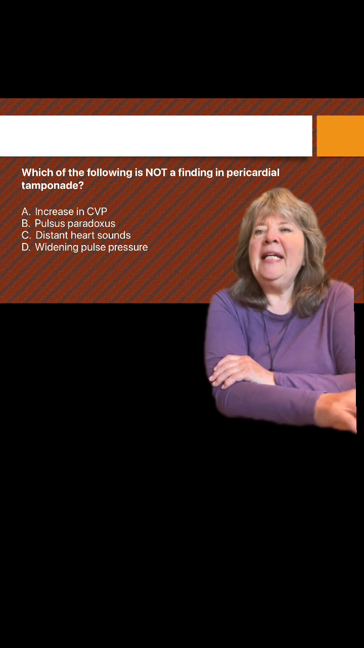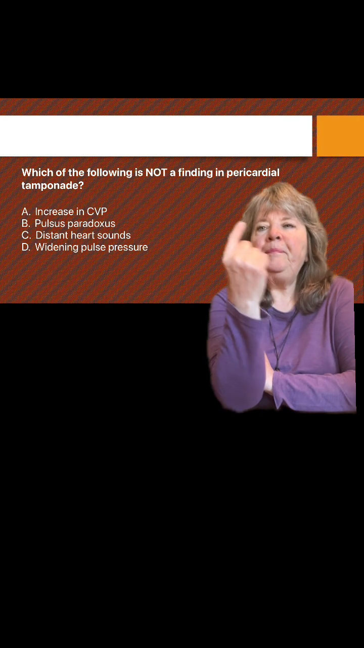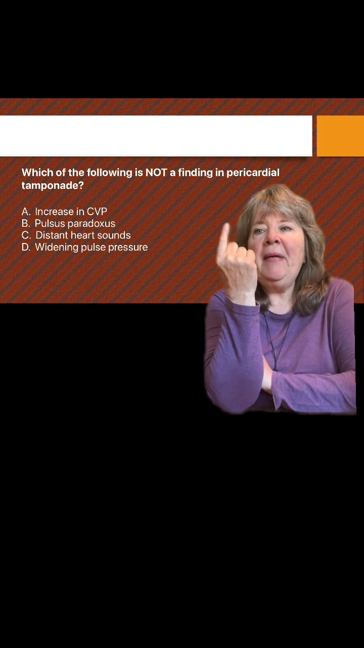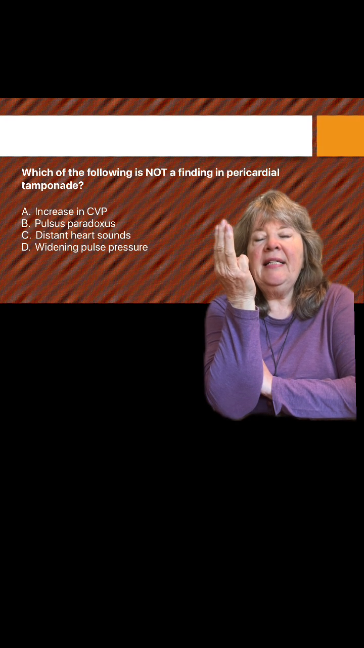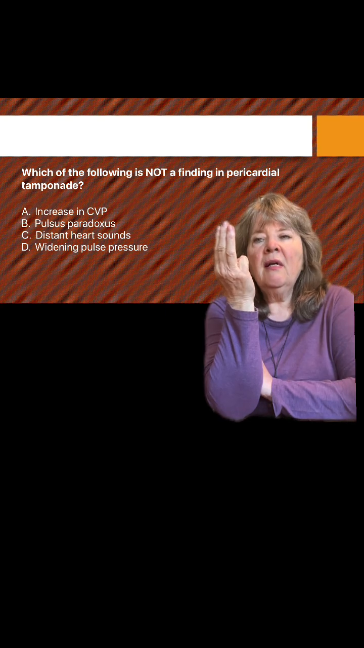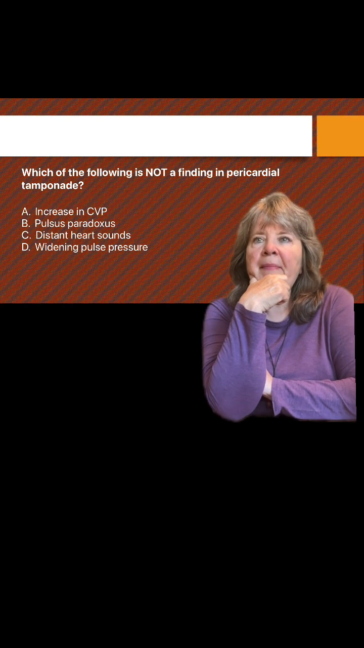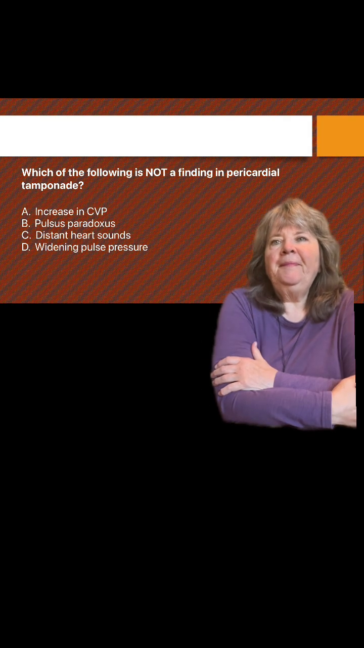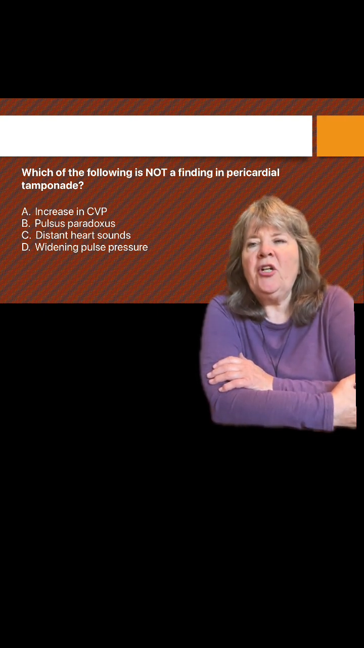Which of the following is not a finding in pericardial tamponade? Increase in CVP, pulsus paradoxus, distant heart tones, and a widening pulse pressure. Take a moment, look it over, let me know what you think. Okay, I'm sure you said D, widening pulse pressure.